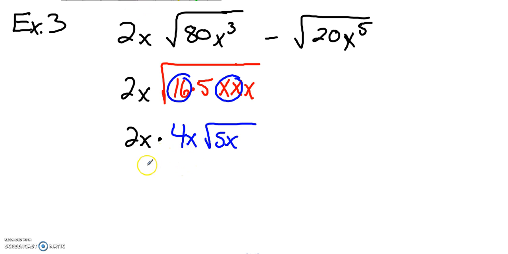Okay, and then just to finish this one off, when you do 2x times 4x, that would be an 8x squared. And then the square root of 5x would just hang out behind it.